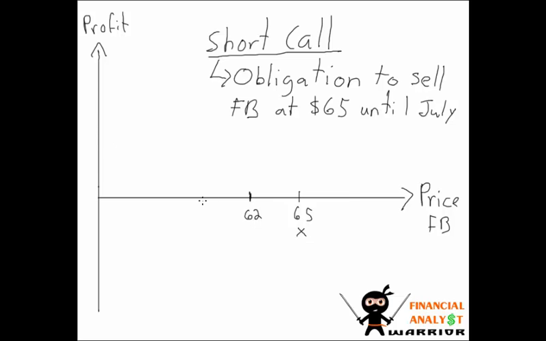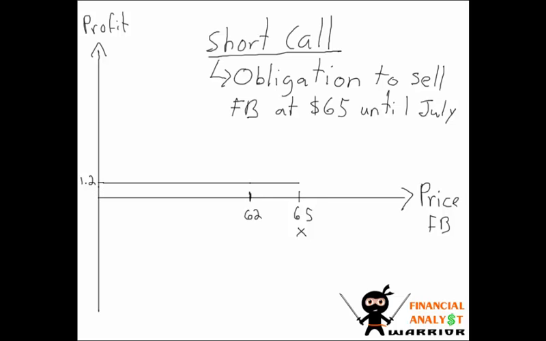Now the $1.20 that the long paid goes right into the short's pocket. So right off the bat, he makes $1.20. If the price stays at 62, or even anything lower than $65, he just gets to keep that $1.20. So he's relatively happy.